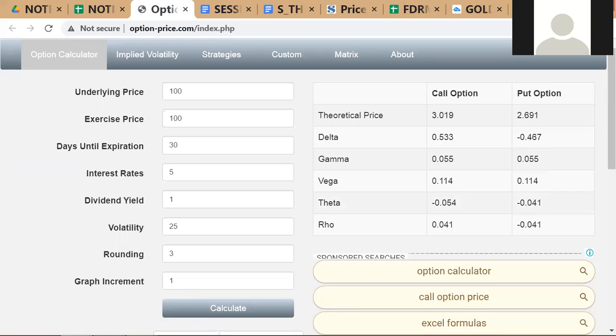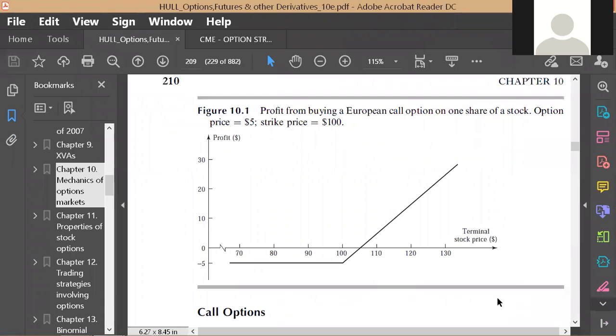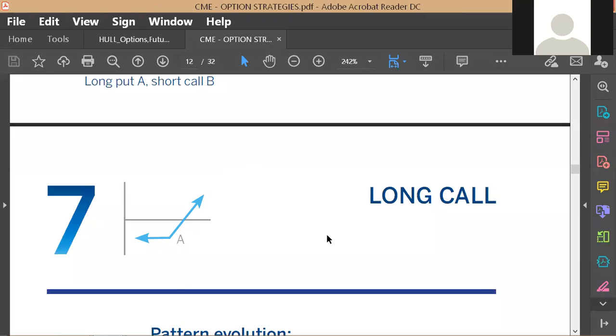Now, sorry, I was referring to the Hull book, but I did not bring it into the shared screen. So now you can see it better. That's why I was complaining about the Zoom menu bar, which was obscuring part of the screen. Now you can see the profit profile from buying a European call. And you can also see this book, the CME option strategies book, which you will find in your finance reference.